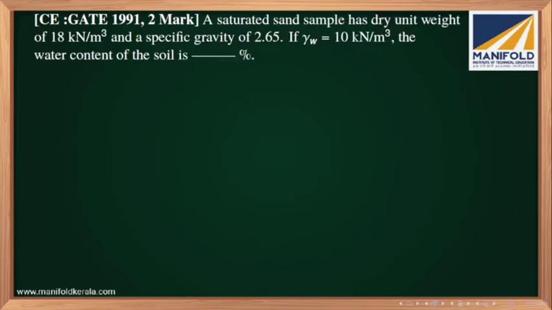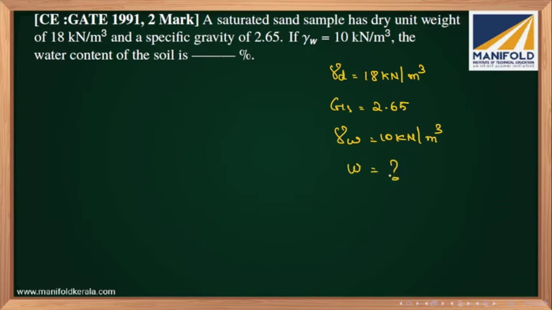A saturated sand sample has a dry unit weight of 18 kilonewton per meter cube. The dry unit weight of the soil is 18 kilonewton per meter cube, whose specific gravity is equal to 2.65. The unit weight of water is equal to 10 kilonewton per meter cube. You are supposed to find out what is the water content of the soil.